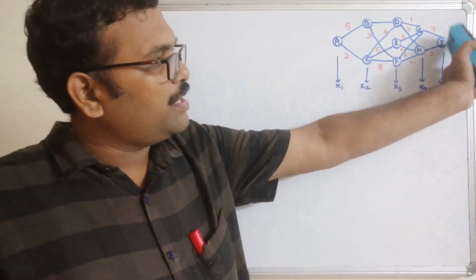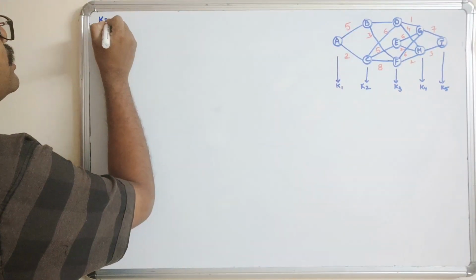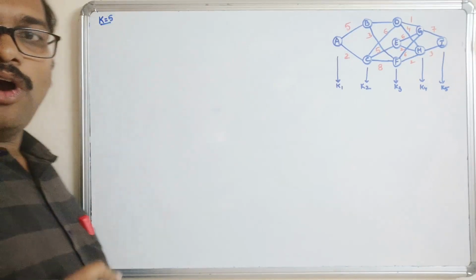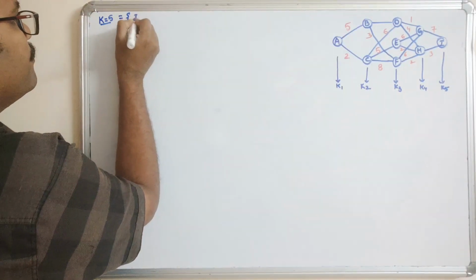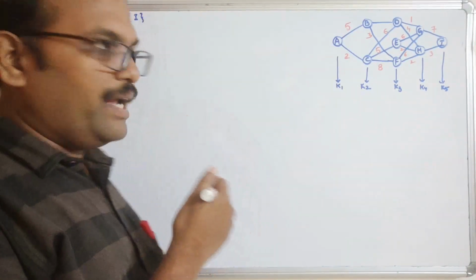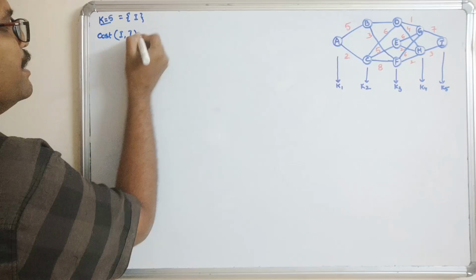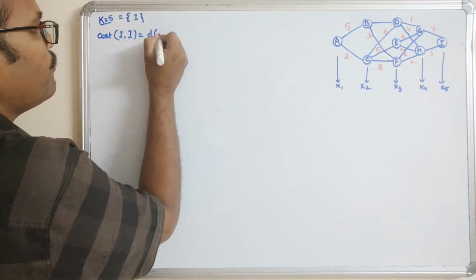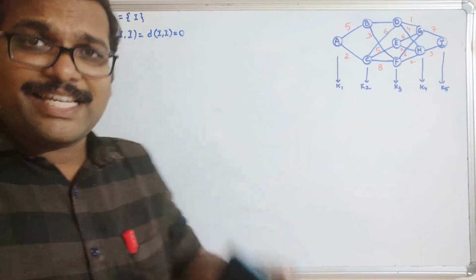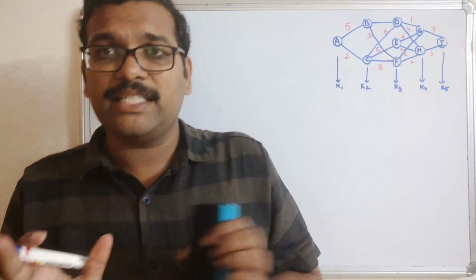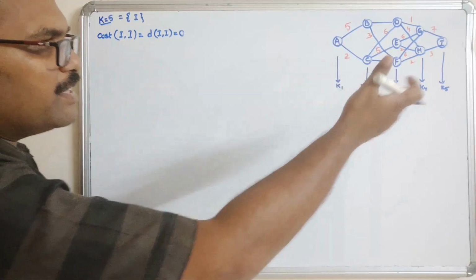So first we need to start with the last vertex, that means the destination. Now I will go with K equal to 5. How many vertices are there? We have only one vertex, that is I. We need to find the cost of I, which is the distance of I and I, equal to 0. If the source and destination are the same vertex, obviously it will be 0. Now any other vertex in stage 5?